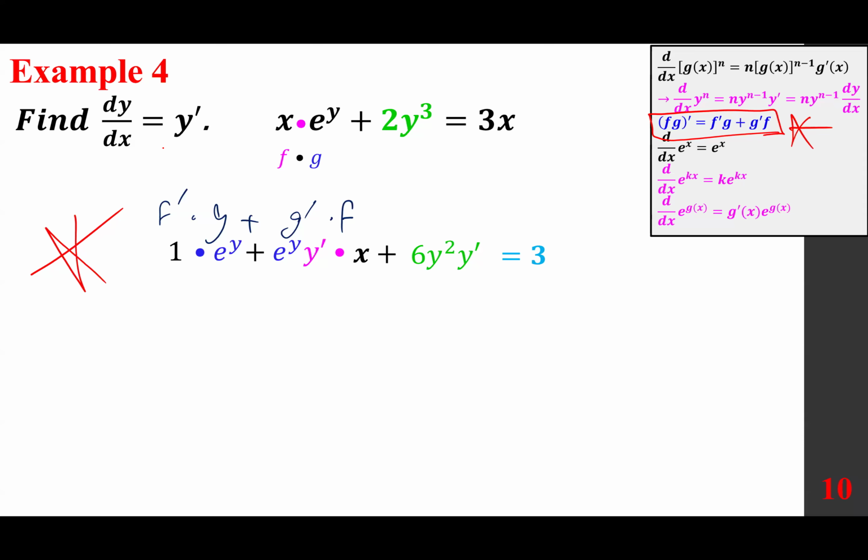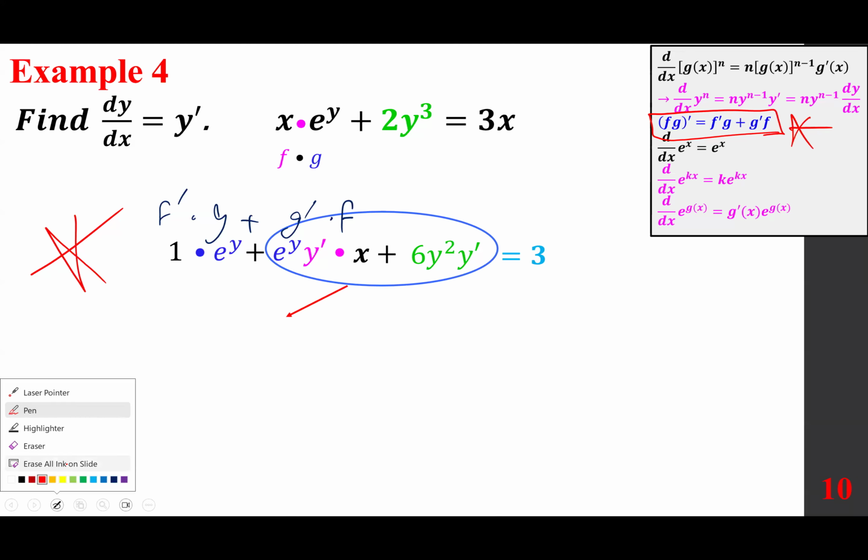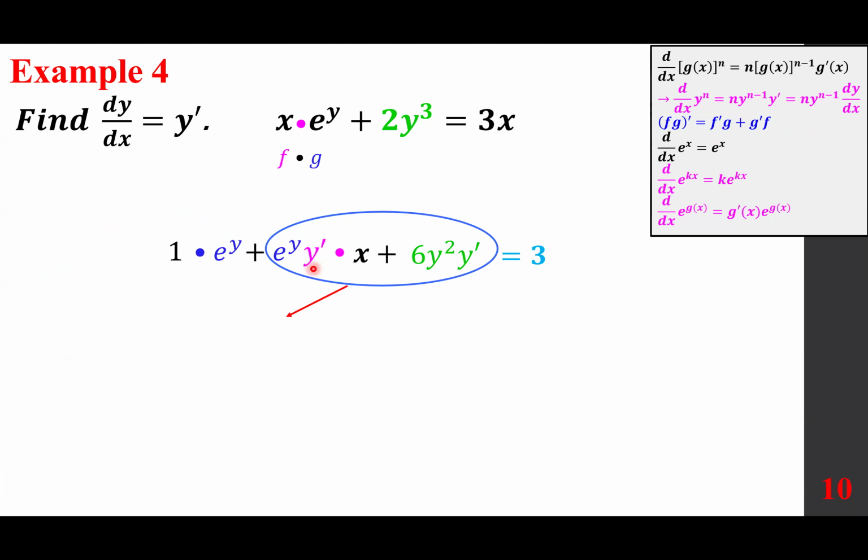So we put these two together, and let me erase my work. So right here, we want to solve for y prime. We're going to factor the y prime out. So this gives us x times e to the power of y. This gives us 6y squared. This is just e to the power of y. Move it and make it negative on the right side.